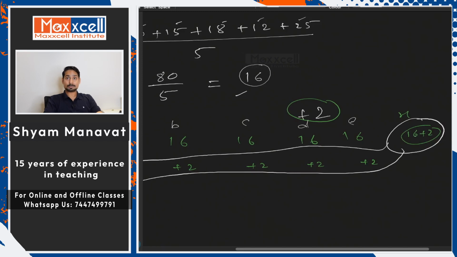He can't only keep 2, because if he is keeping 2, that means he is not dividing equally. So he should also have what each one of them has. Each one of them has 16 plus 2, so he should also have 16 plus 2. Now after equal distribution, this is the situation. Please pay attention here.